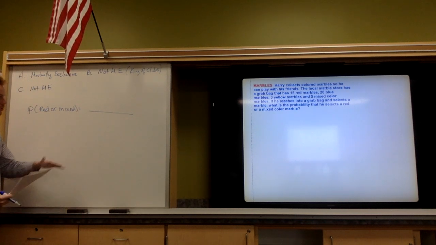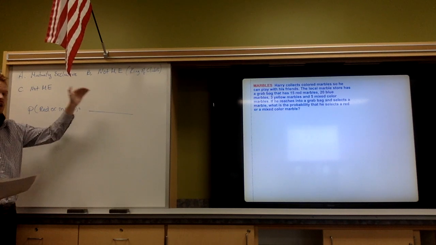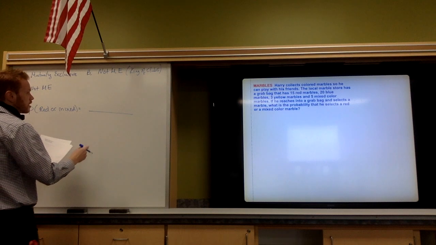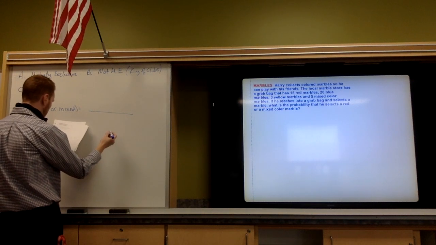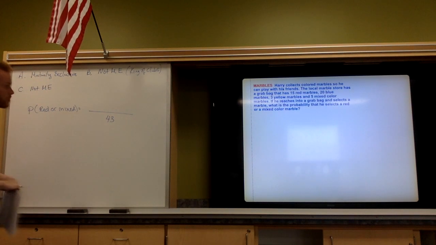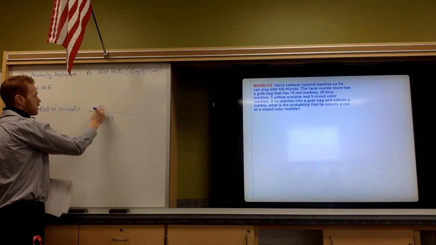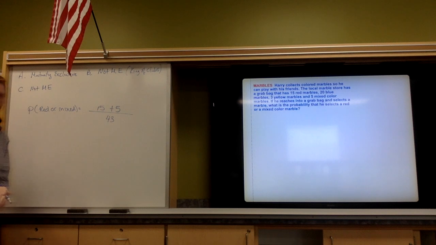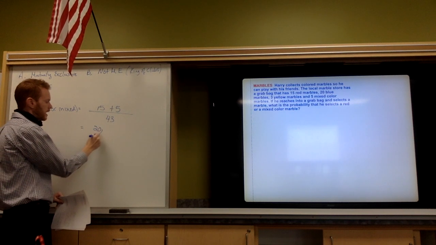Same premise. The total goes on the bottom. What goes on the top is what we're interested in, which is 2 things this time. And I encourage you to pause the video so you can do this yourself. So the total in the bag, we have 43 marbles when we add those up. Now, how many of them are red? 15. How many of them are the mixed colored ones? 5. Add them together, we get 20 out of 43.